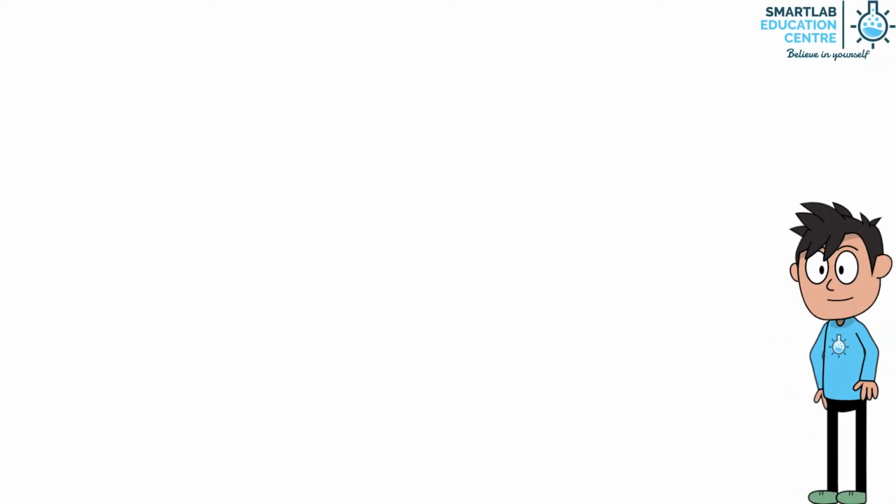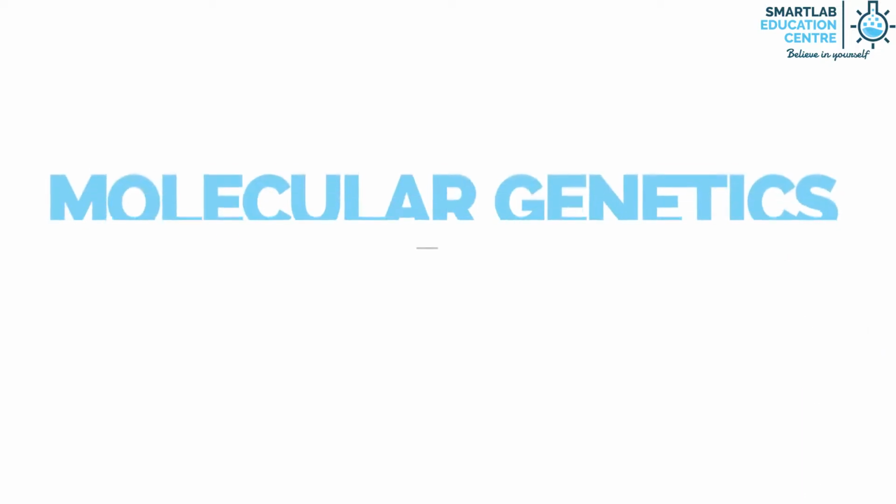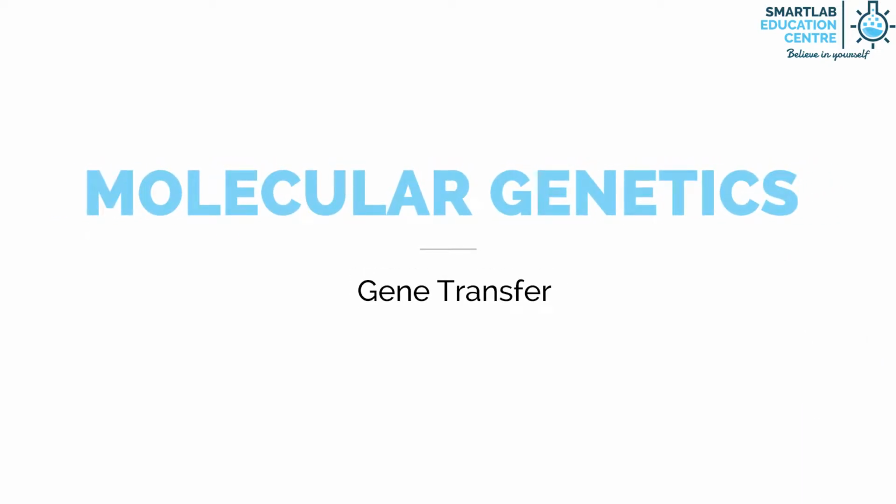Welcome back everyone. Today we learn about gene transfer. Genes may be transferred between cells of the same species through asexual reproduction, or sexual reproduction between same species. But genes can also be transferred between cells of different species, giving rise to transgenic plants or animals.